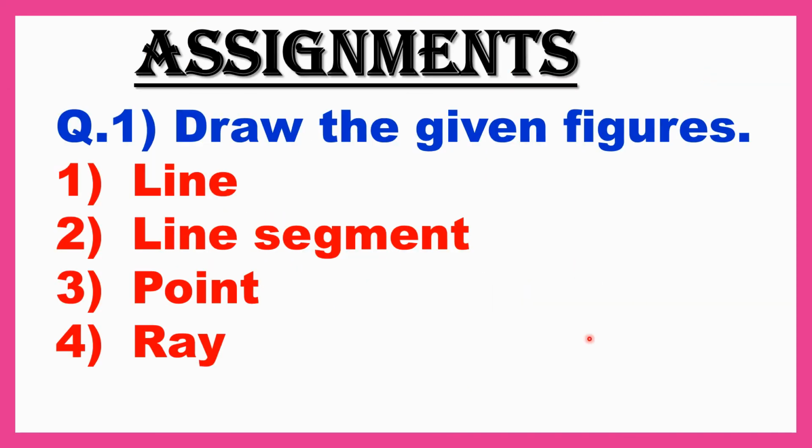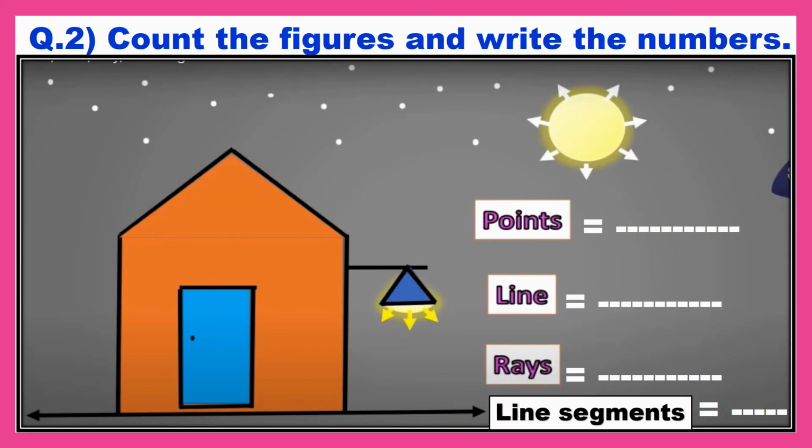Students, this is your assignment. Question number 1. Draw the given figures. First line, second line segment, third point, and fourth ray. Now next, question number 2. Count the figures and write the numbers. Students, you have to do practice in your maths notebook.